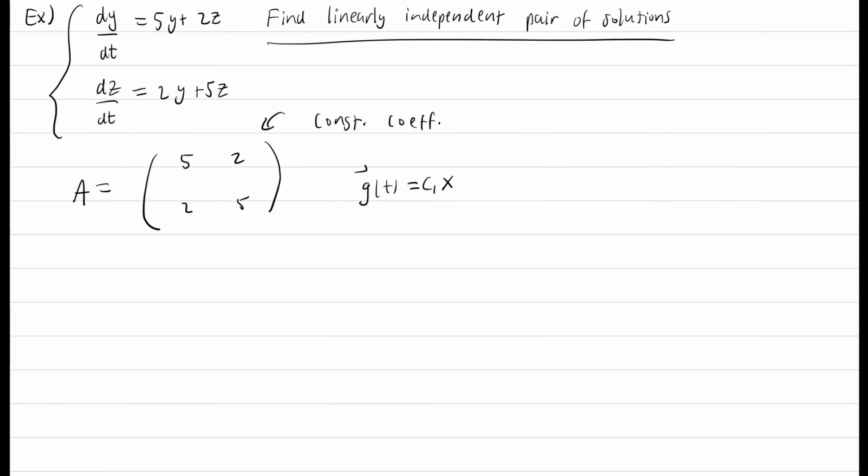c1, a constant times eigenvector 1, I'll call that x1, times e to the eigenvalue 1 times t, plus c2 x2 e to the eigenvalue 2 times t, where our lambdas are our eigenvalues and each x with the subscript is the corresponding eigenvector.